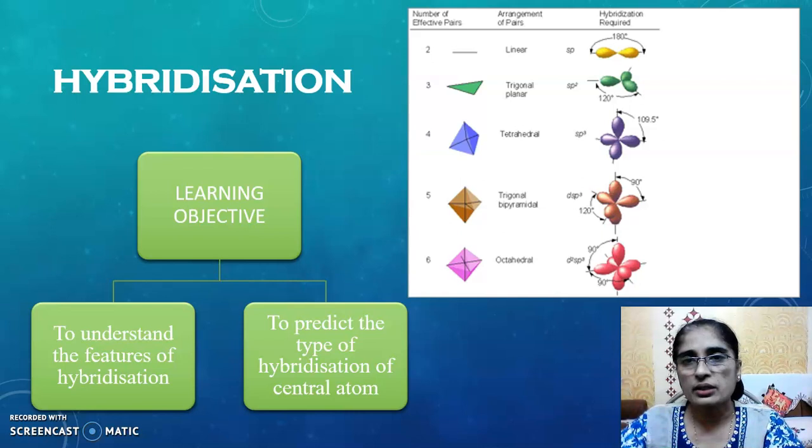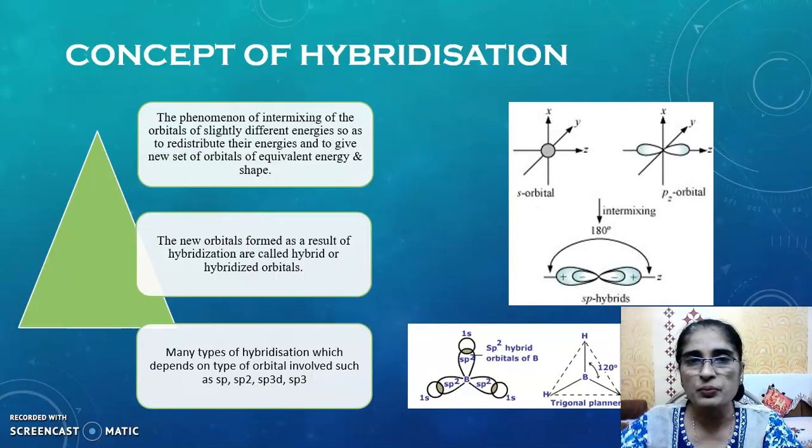If you look at this sheet, we can see that if the number of pairs is 2, then the proposed geometry will be linear. If it is 3, then the expected geometry will be trigonal planar. If 4, then tetrahedral. If the number of bond pairs is 5, then the proposed geometry is trigonal bipyramidal, and if it is 6, then the proposed geometry is octahedral.